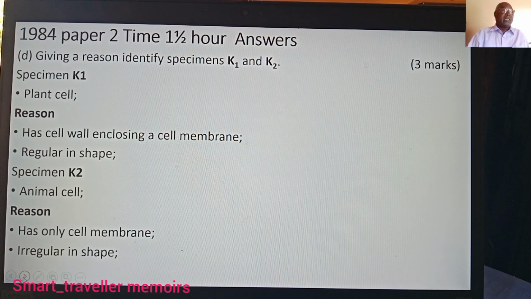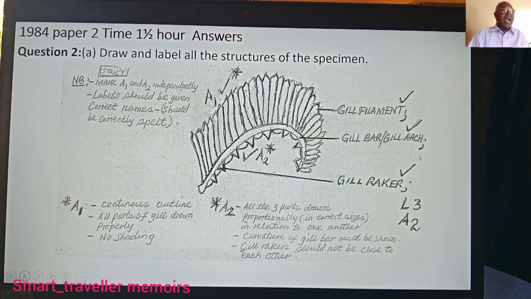Part B of question 1, giving a reason, you identify specimen K1 and K2. Specimen K1 is a plant cell, and the reason is it has a cell wall enclosing a cell membrane. It is regular in shape. Specimen K2 is an animal cell because it has only a cell membrane and it is irregular in shape.